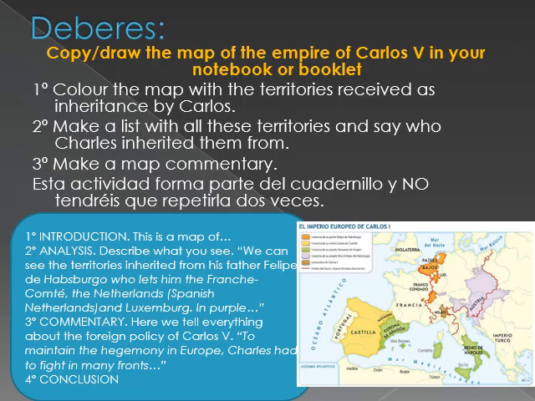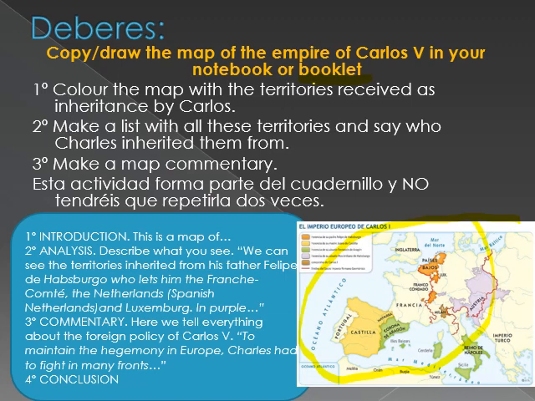Well, and finally, homework. This map commentary that you have to do of the empire of Charles the First or the Fifth. It's in your book and it's also part of your booklet, so you don't have to do it twice. You do it now, and then when you're doing the rest of your booklet, you don't have to repeat it. So you can do it directly in the booklet that is already uploaded here in Aula Virtual.